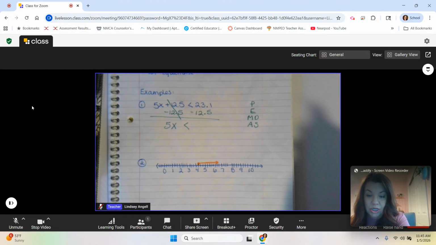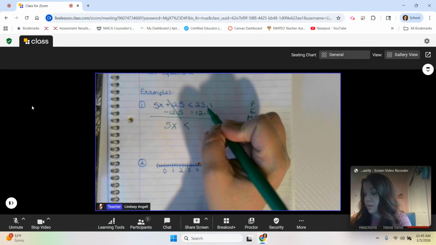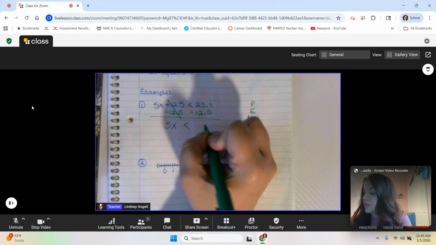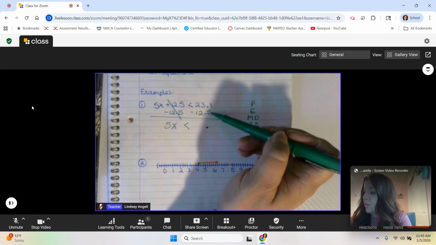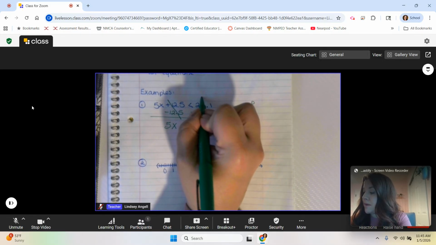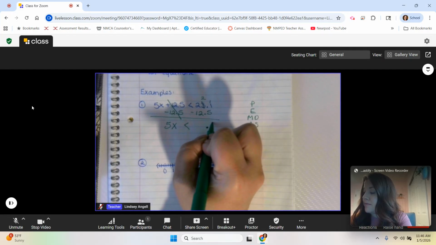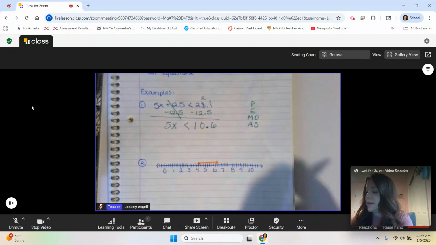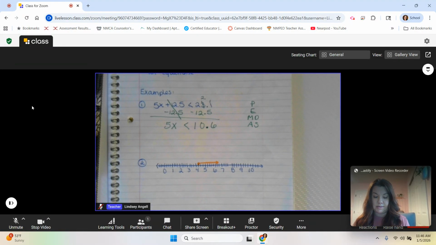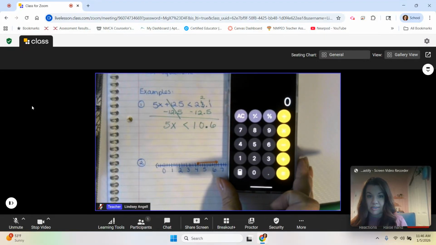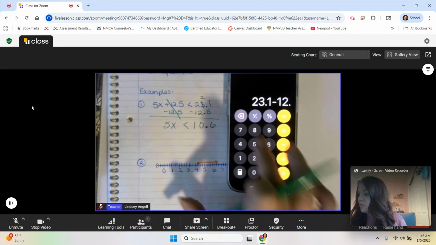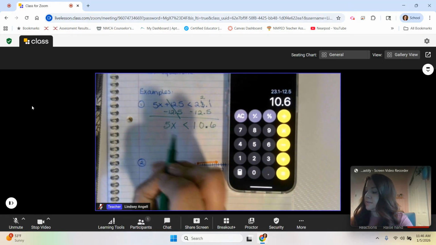You can use a calculator to check your work, okay, which, at least with checking work, I would highly recommend. When you are subtracting with decimals, your decimal comes straight down into your answer. 1 minus 5 can't do that, so I'm going to borrow from my 3. 11 minus 5 is 6. 2 minus 2 is 0, and then 2 minus 1 is 1. So that gives us 10 and 6/10. I'm going to check my work just to be safe. 23.1 minus 12.5, 10.6. We're good to go.